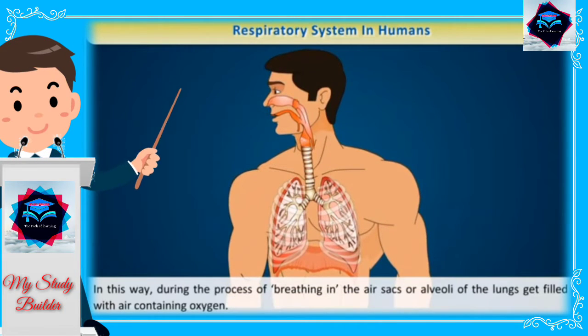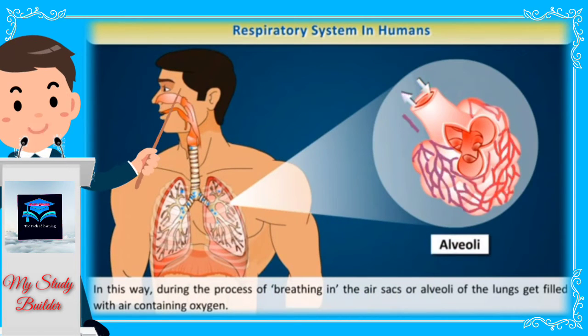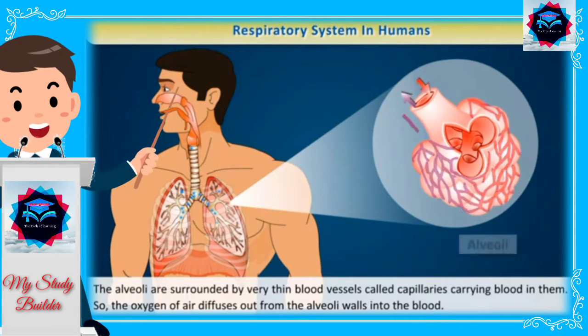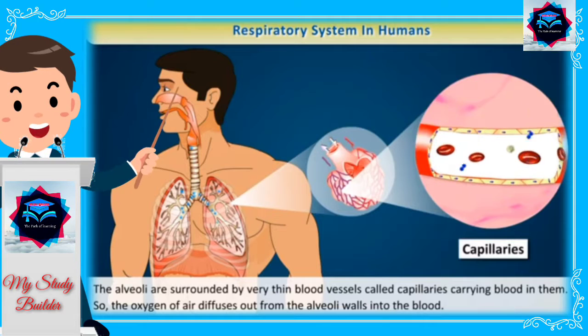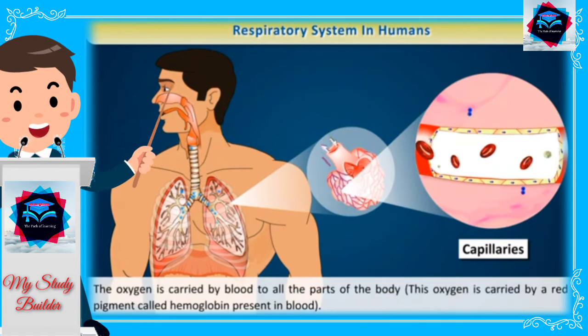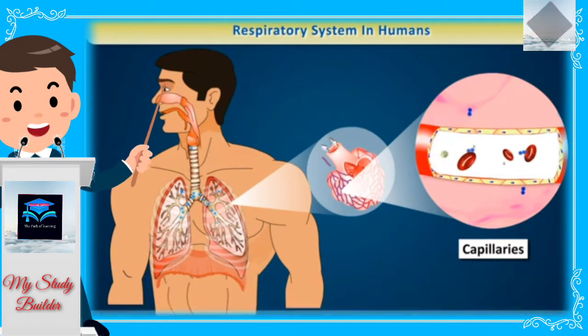In this way, during the process of breathing in, the air sacs or alveoli of the lungs get filled with air containing oxygen. The alveoli are surrounded by very thin blood vessels called capillaries carrying blood in them. So the oxygen of air diffuses out from the alveoli walls into the blood. The oxygen is carried by blood to all the parts of the body. This oxygen is carried by a red pigment called hemoglobin present in blood.